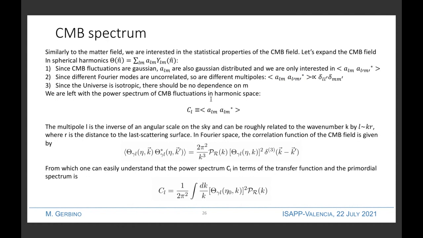So this variance here can be written very simply in terms of the power spectrum C_L, where the multipole L is the inverse of an angular scale on the sky, and we can very simply relate the multipole L to the wave number k, simply remembering that the multipole is more or less equivalent to the product of the wave number times the distance between us and the last scattering surface.